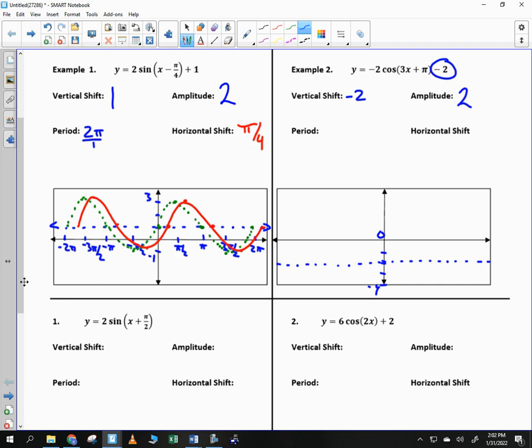Period. 2 pi over 3. Oh boy. What's half of 2 pi over 3? 1 pi over 3, right? Like, what's half of 2 Lukes? 1 Luke, right? What's half of 2 pi over 3?